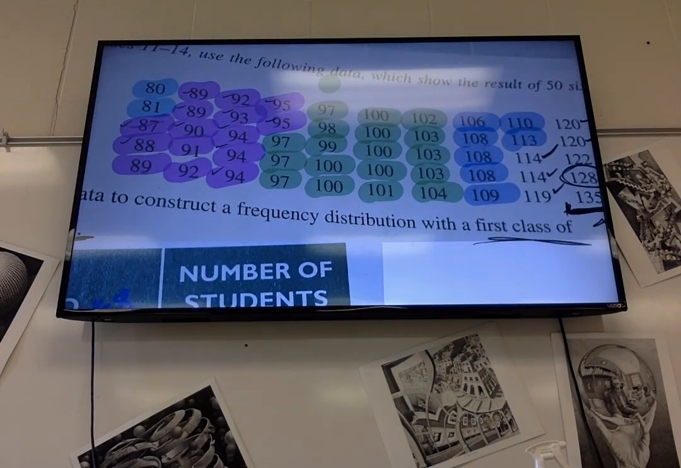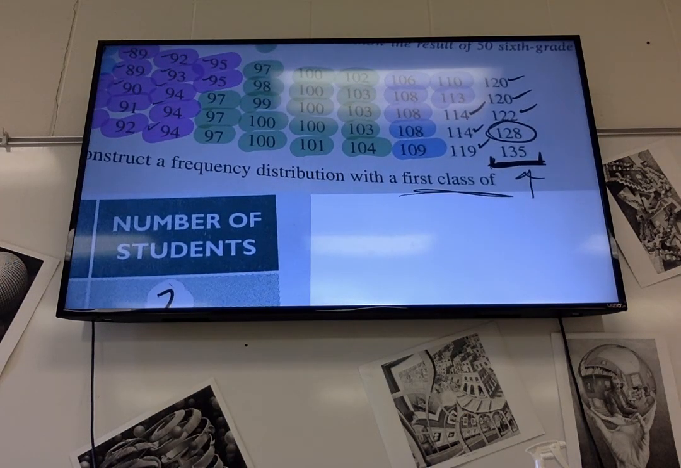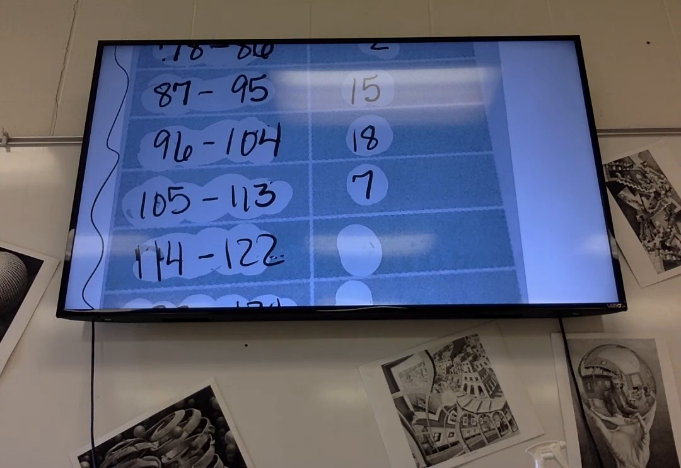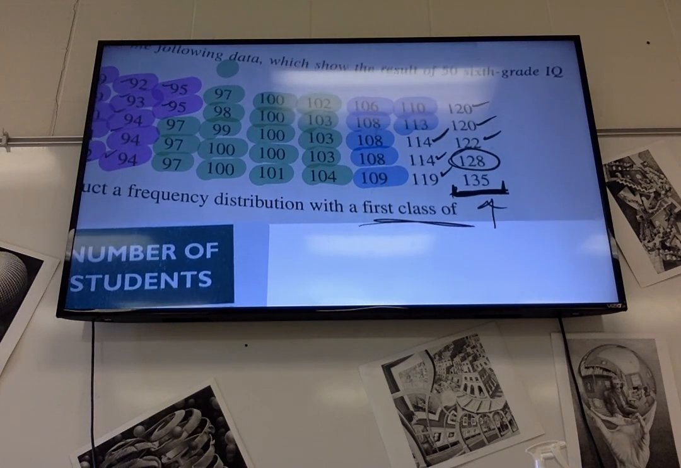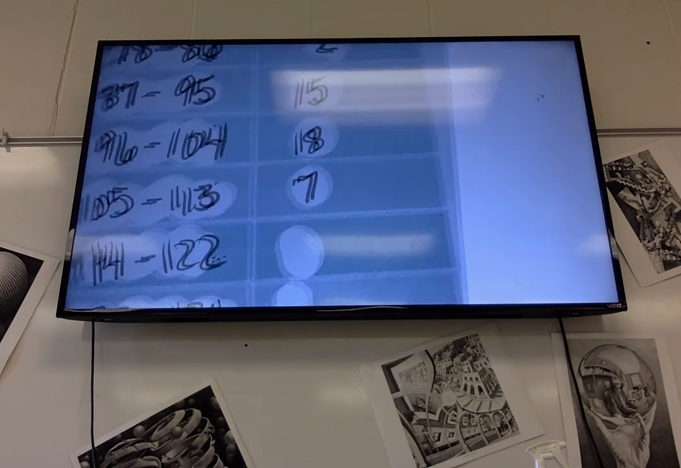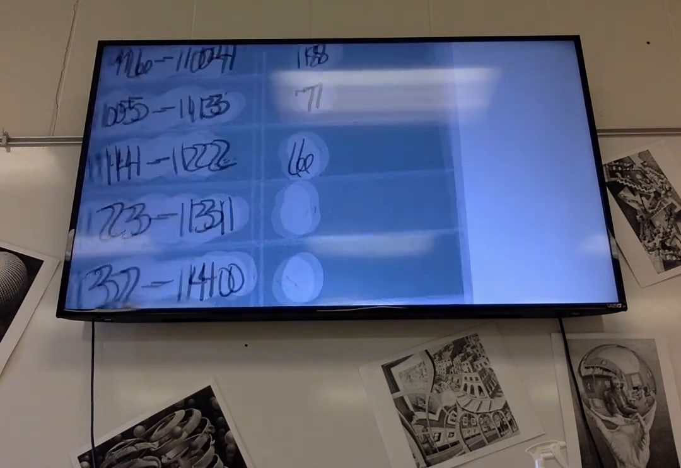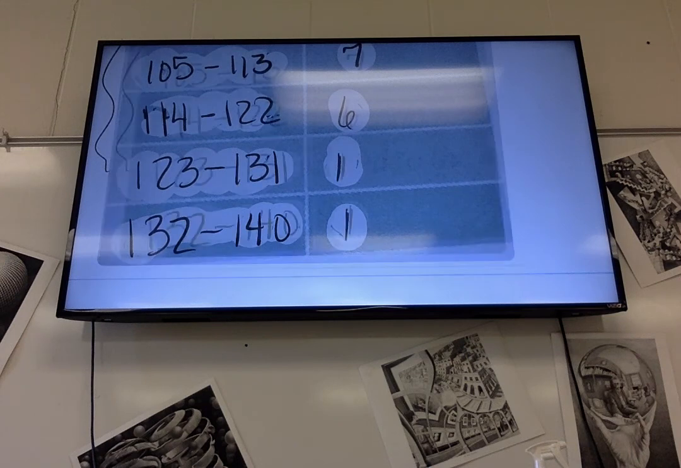96 to 104 are these green ones. Got 18. 105 to 113 are the blue ones. Yeah, 7. 114 to 122. The ones with check marks, there's 6 of those. 123 to 131, just 1, and then one of these as well.